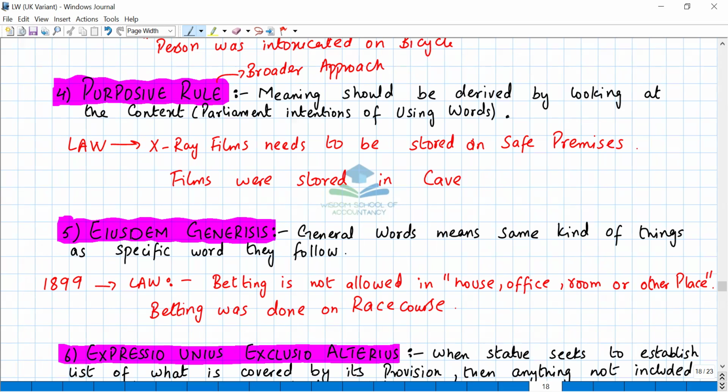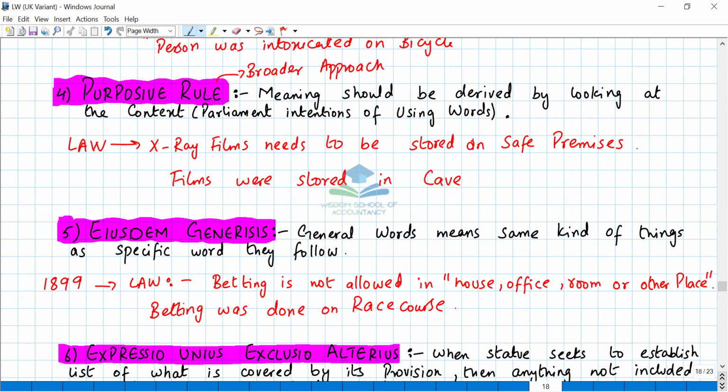Now there was a law which stated that X-ray films need to be stored on safe premises. The case is from around 1950. Now X-ray films are dangerous because they can catch fire quickly. So the law states that any X-ray films you need to store in safe premises. Now a certain person stored the X-ray films in a cave.